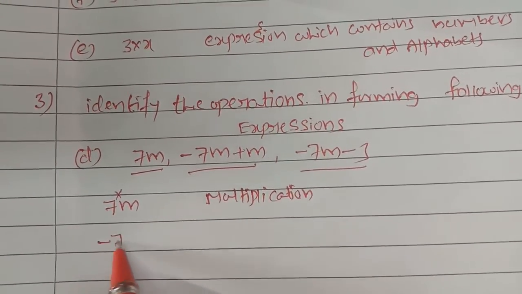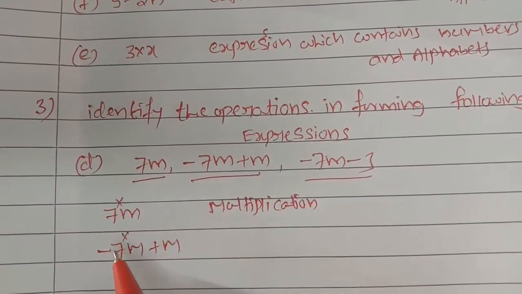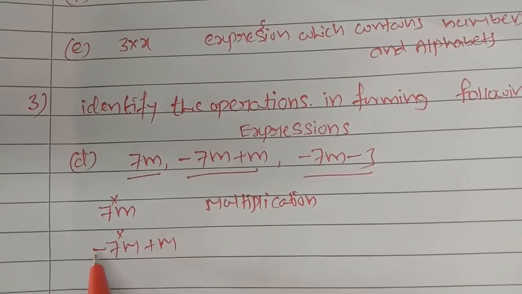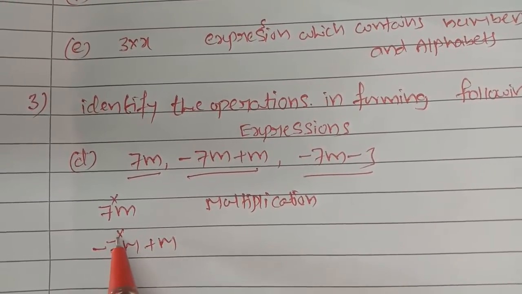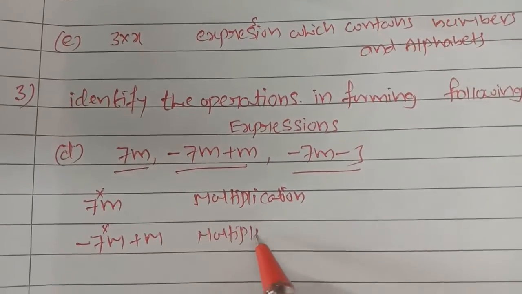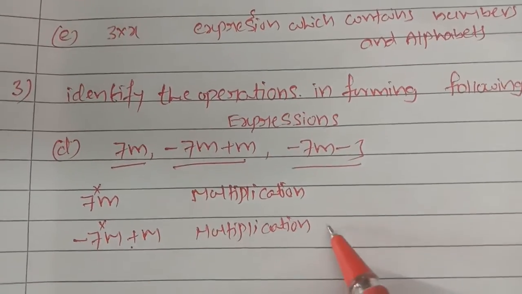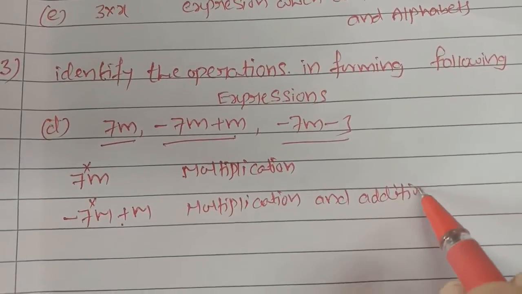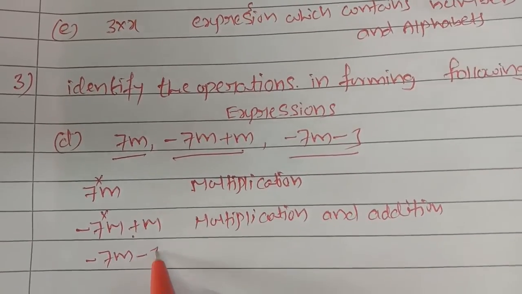And next we have minus 7m plus m. 7 into m. Here minus 7 is a negative term, and minus is not an operation here. Minus 7 is a negative term multiplied by m. So here we took the operation multiplication, and also we took addition. Multiplication and addition.